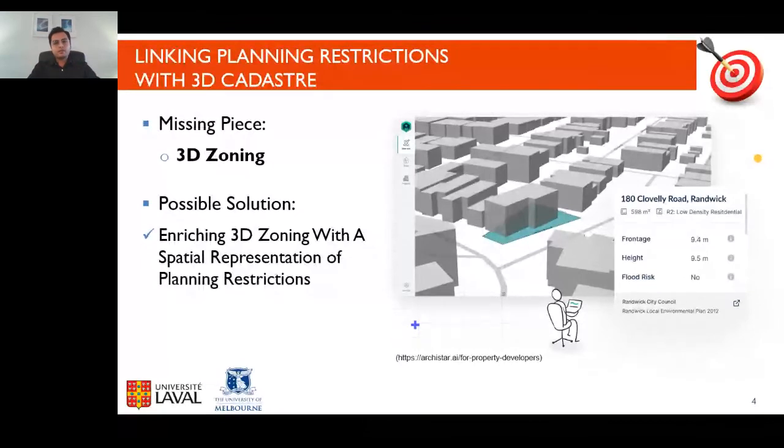It has great potential to enable representing restricted planning spaces for 3D cadastral purposes in a more visual way. But in addition to visualization, it can also be integrated with the process of checking the compliance of land developments. To this purpose, enriching 3D zoning with a 3D representation of planning restrictions can facilitate identification, validation and registration of RRRs.